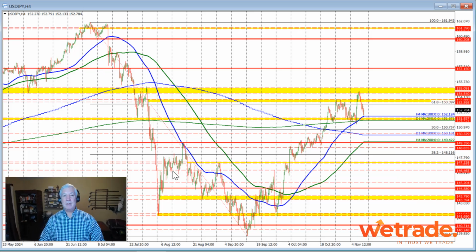So there you have it. A look at three of the major currency pairs, plus a bonus look at the dollar versus Canada.